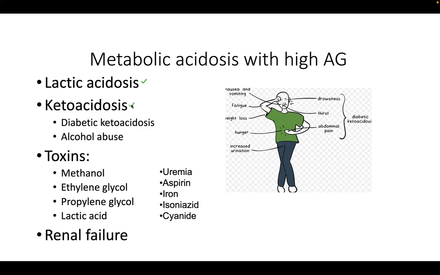Ketoacidosis. In addition to the diabetic ketoacidosis or DKA that we mentioned earlier, alcohol abuse can lead to ketoacidosis. Now, for the specific toxins, I just want you to emphasize the following. You don't have to memorize all of them. Uremia and aspirin. I want you to take note of that. Uremia and aspirin, methanol and lactic acid.